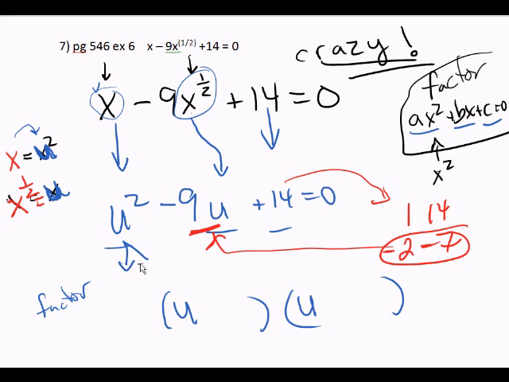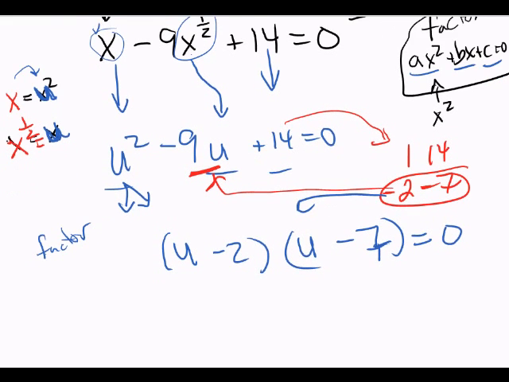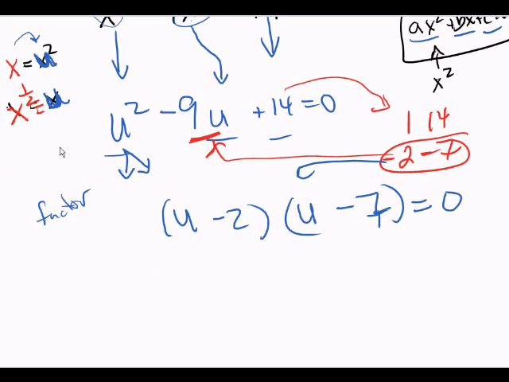Instead of x and x, I'm using u and u. Do you see? Instead of x and x, I'm using u and u. And then I'm going to use my pair: u minus 2 and u minus 7 equals 0. And then we're going to solve. So we factored.